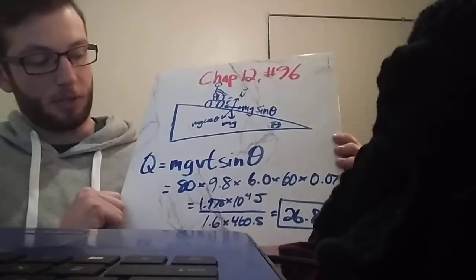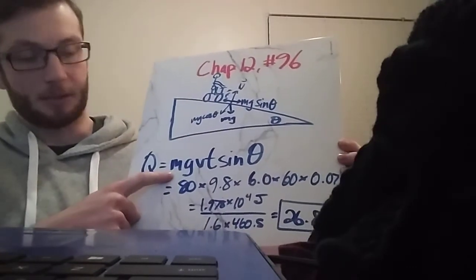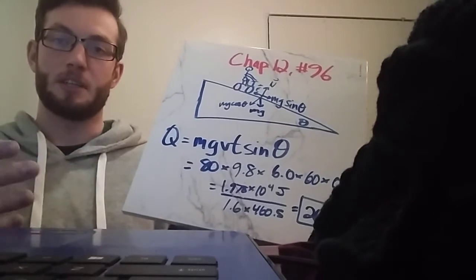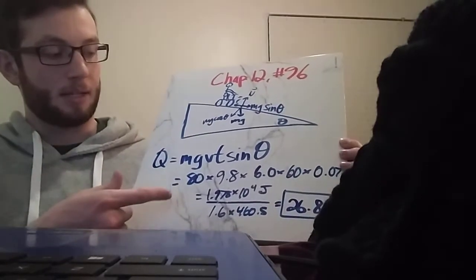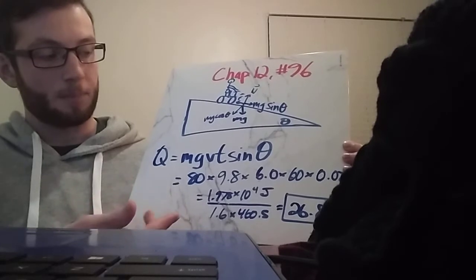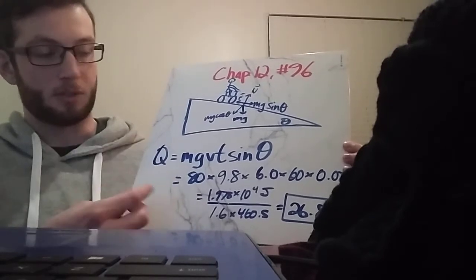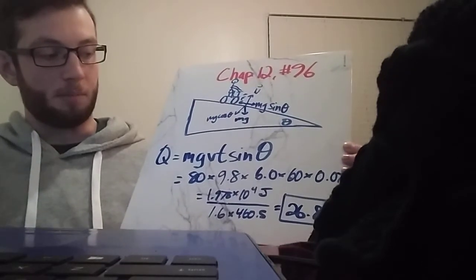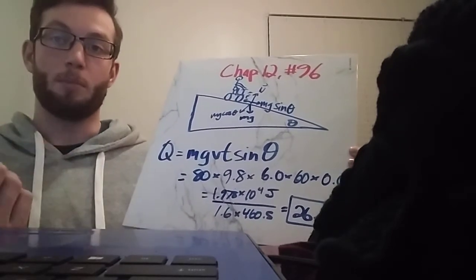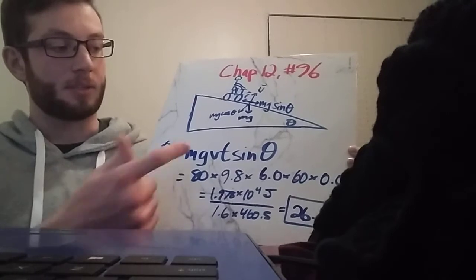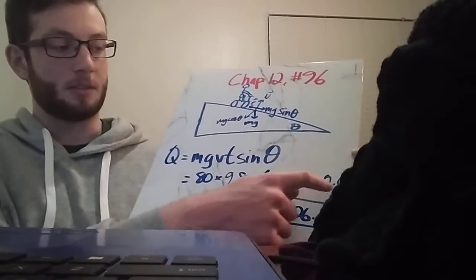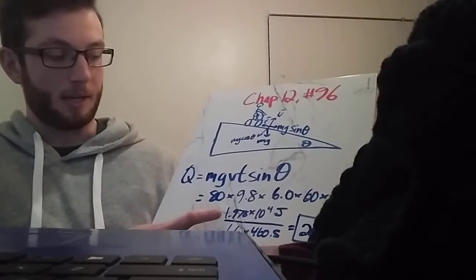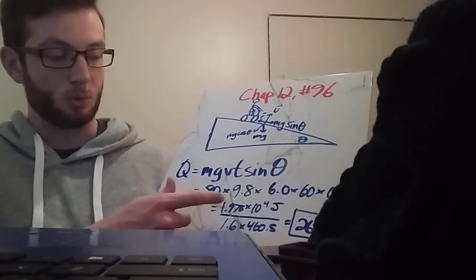So if we plug in our values, our mass is going to be the bike plus the biker, so 65 kilograms plus 15 kilograms is 80 kilograms, times our gravity constant 9.8, times v, which is our velocity, we were given that in the problem, 6 meters per second, times t, it's wanting in 1 minute, so 60 seconds, times sine theta, which I just explained is going to be 0.07, and that's going to come out to 1.978 times 10 to the 4th joules.